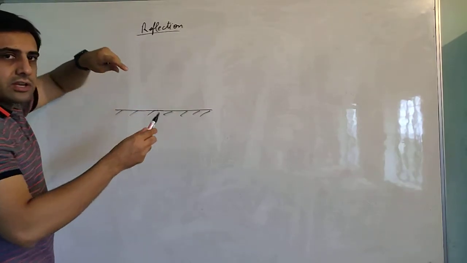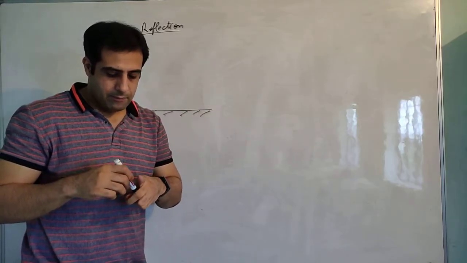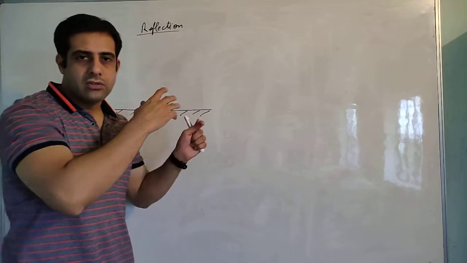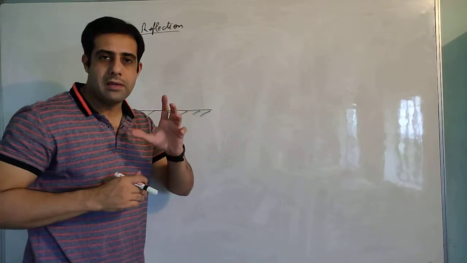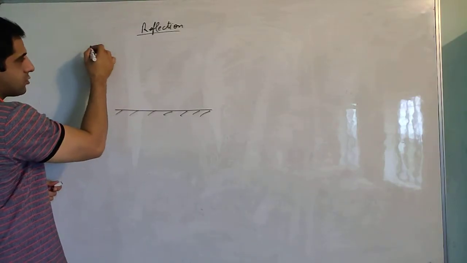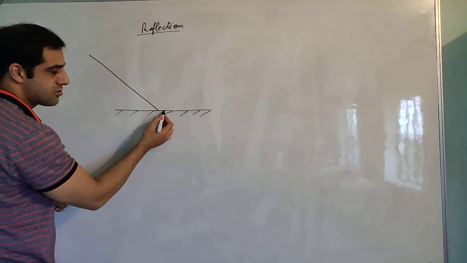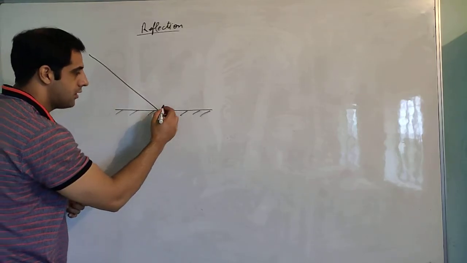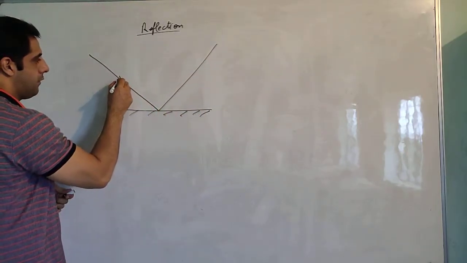Now the light comes in the form of a beam. There are many light rays that come together, but it would not be possible to draw them all here. So we are going to represent a beam of light with one ray. So from the source a ray of light will come, it will strike the surface at this point and it will go like this, it will be reflected like this.